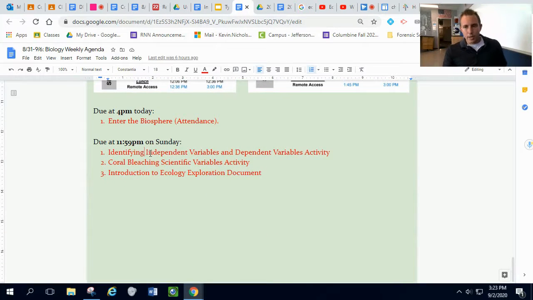So if you haven't already, you'll need to have finished the independent variables and dependent variables activity. You'll need to also finish the group coral bleaching scientific variables activity. Remember, you needed to work together with your team. So if you didn't finish that document, make sure you reach out to your team members. If you were absent or if you didn't get assigned a team, you will just do that assignment on your own.